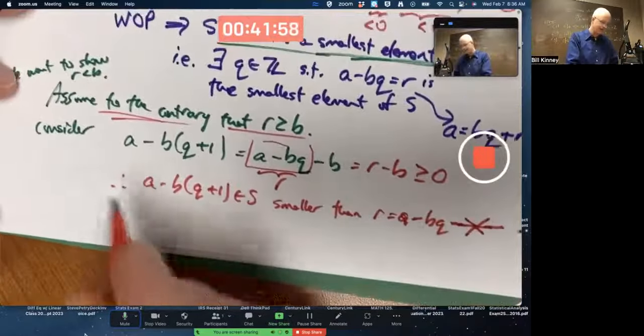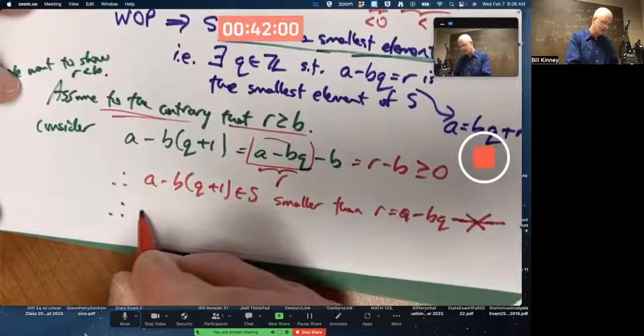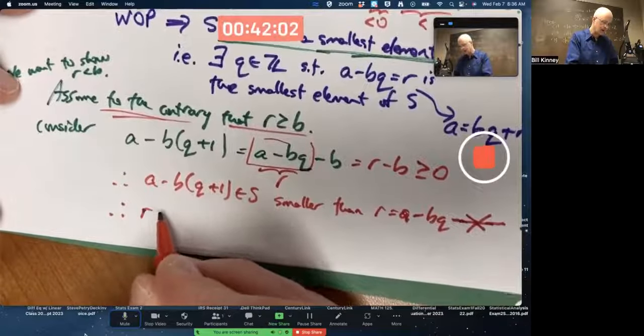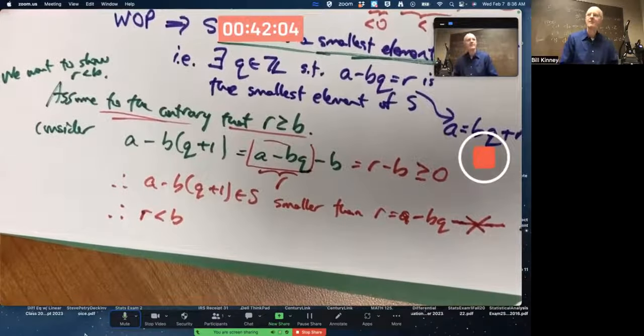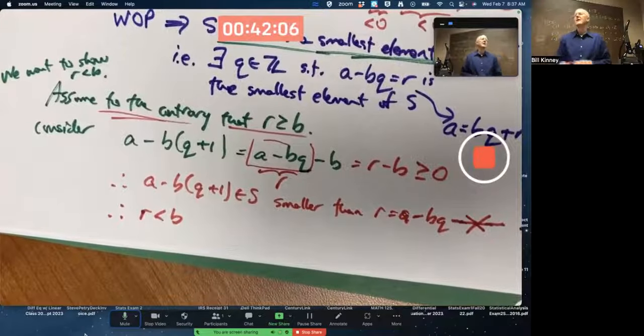Contradiction. Therefore, our original assumption must be wrong. Therefore, R must be less than B. And yes, after this point, you'd also want to prove uniqueness, but for the sake of time, we're going to skip that.